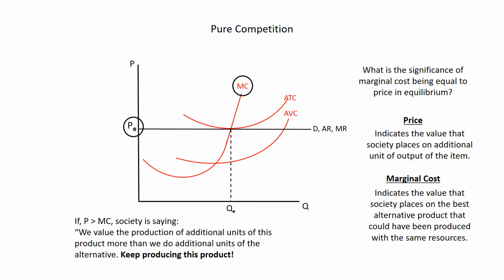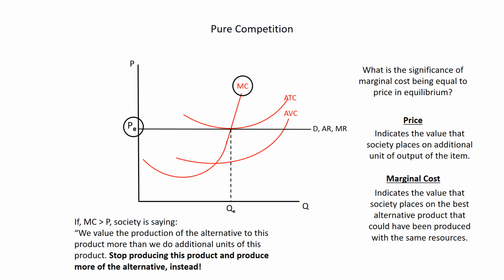When they are equal. If the marginal cost of this product exceeded its price, society would be saying, we value the alternative product more than we do this good. Produce less of this one and more of the other one. Once that starts happening, just the opposite process would set in. Society would become more satiated with the alternative product, causing the marginal cost of this product to fall. In addition, as this product became more scarce, its price would rise.